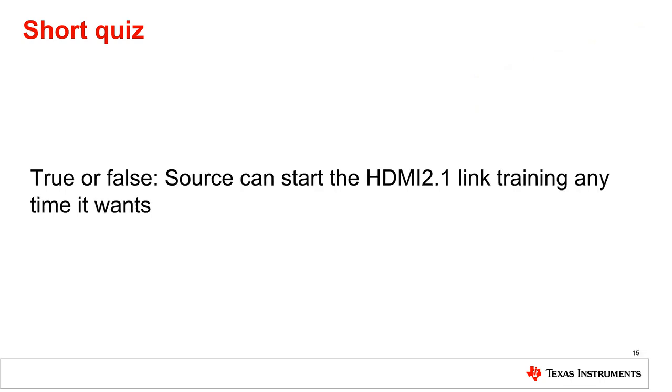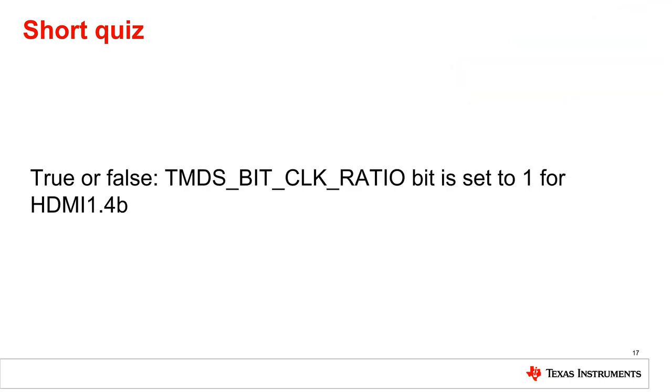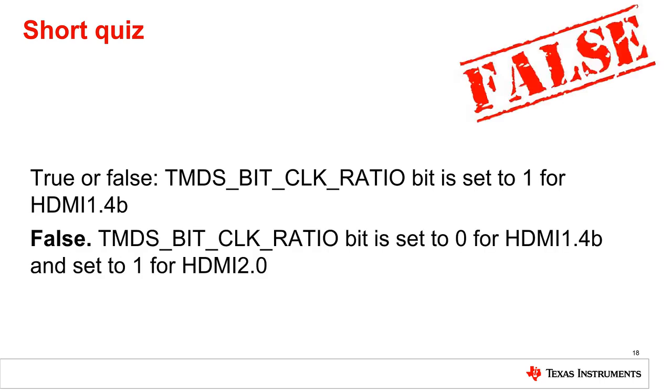True or false? The video source can start HDMI 2.1 link training at any time it wants. False. The source has to wait until the sync has set the FLT ready bit. True or false? The TMDS bit clock ratio bit is set to 1 for HDMI 1.4b. False. The TMDS bit clock ratio bit is set to 0 for HDMI 1.4b and set to 1 for HDMI 2.0.